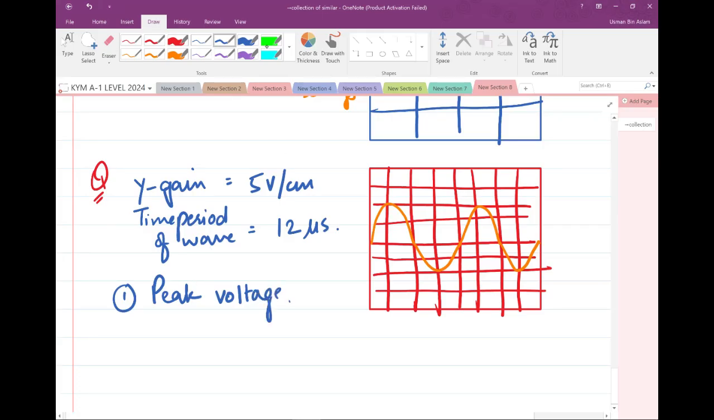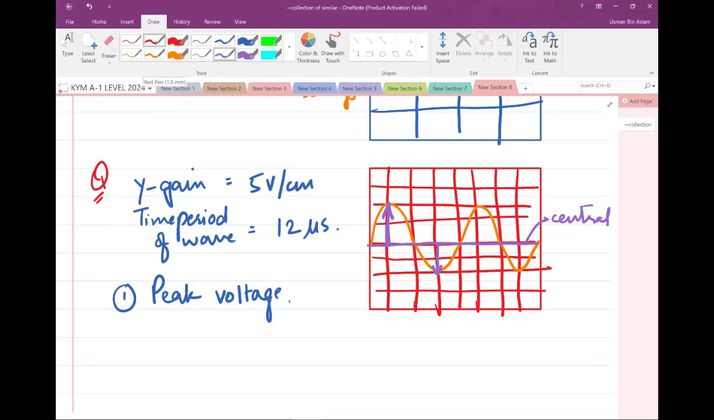Peak voltage. Now, what do we have to do? First of all, locate the central line. This is going to be the central line because the number of boxes that lie above this line and the number of boxes that lie below this line are supposed to be equal. We can see that the wave deflects 2 boxes above the central line or 2 boxes below the central line. It doesn't matter which one you use for finding the answer.